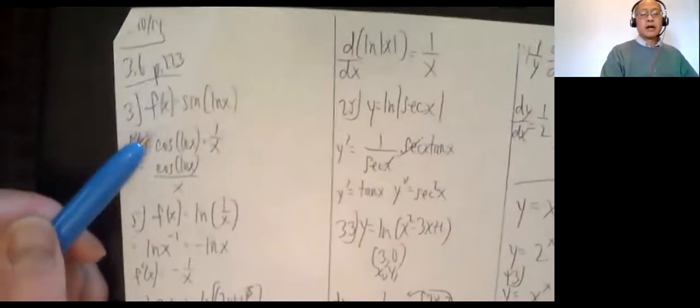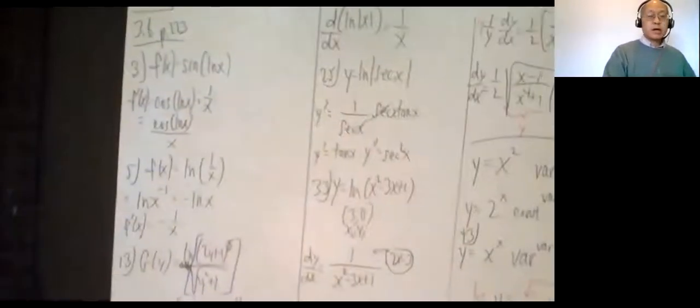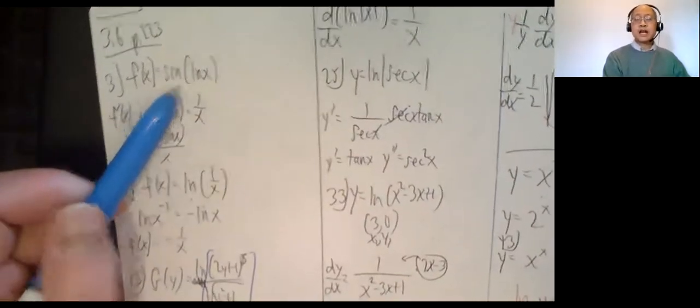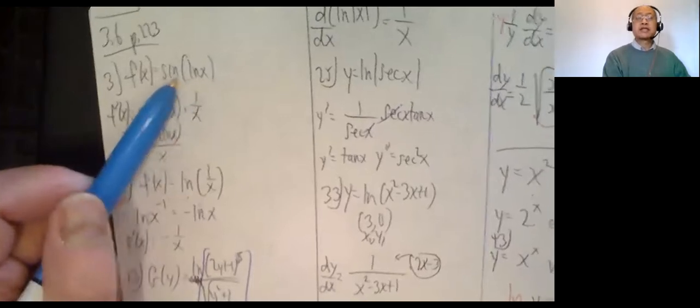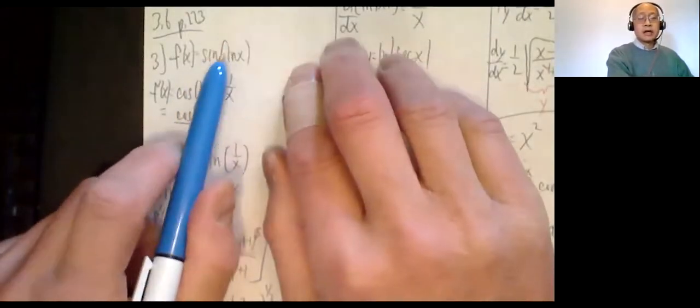All right, so here we go. Question 3. f of x equals sine natural log of x. What's the derivative? Now be careful. This is not a multiplication, so you don't do the product rule. It would be the product rule if it said sine x ln x. But it's sine of ln x. So it's a composition. This is the outside function.